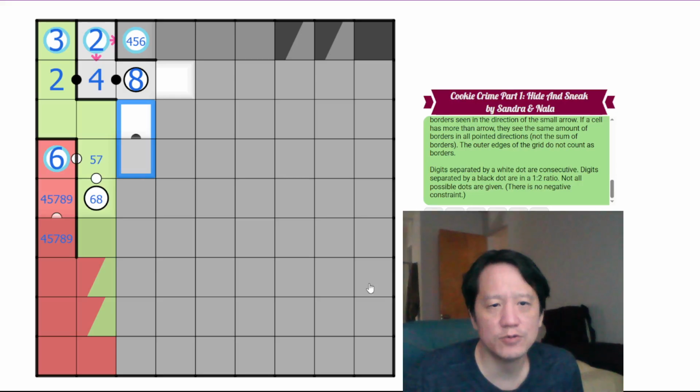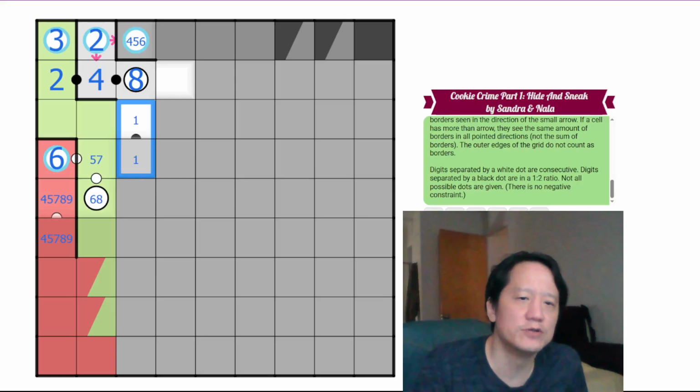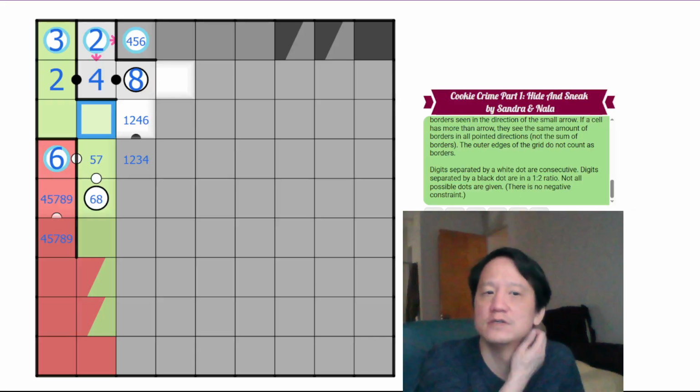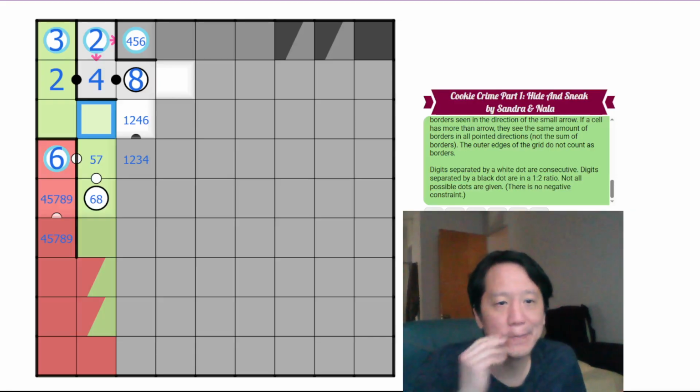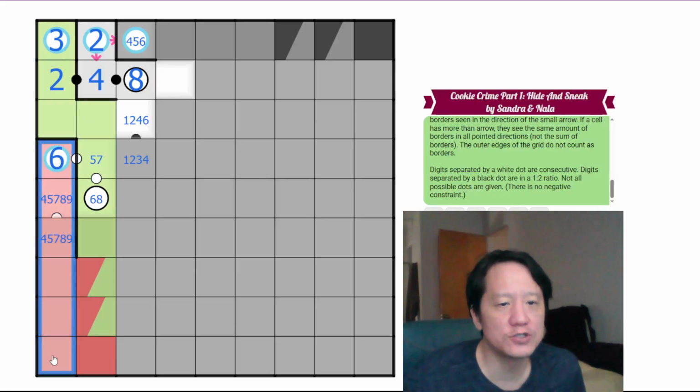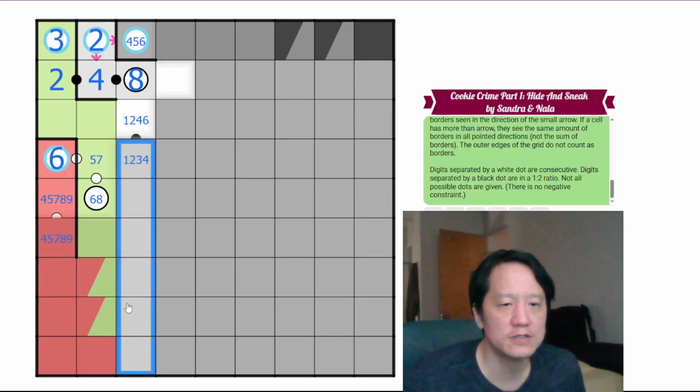Okay, this is in a 1 to 2 ratio. It could be 1, 2, 4, or 3 and 6 if this is 3 and that's 6. Okay. This red needs access to a 2, so it necessarily has to have a digit in column 3 at least, which means this cannot be all of the red cells, which means that's guaranteed to be green.